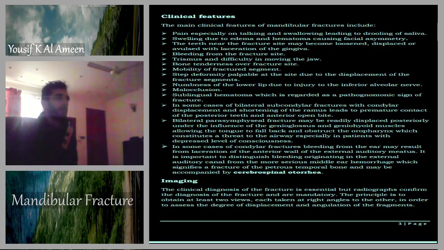Bilateral parasymphysial fracture may be readily displaced posteriorly under the influence of the genioglossus and geniohyoid muscles, allowing the tongue to fall back and obscure the oropharynx, which constitutes a threat to the airway, especially in patients with depressed levels of consciousness.